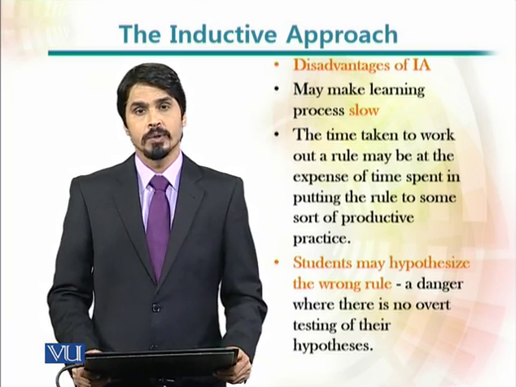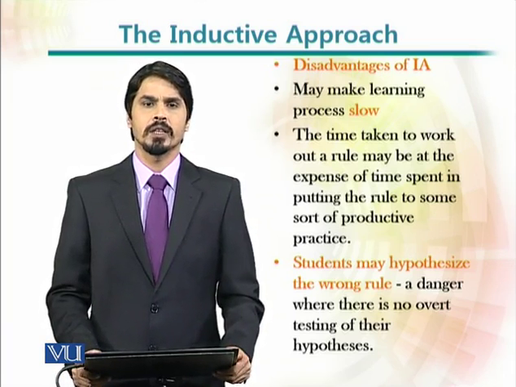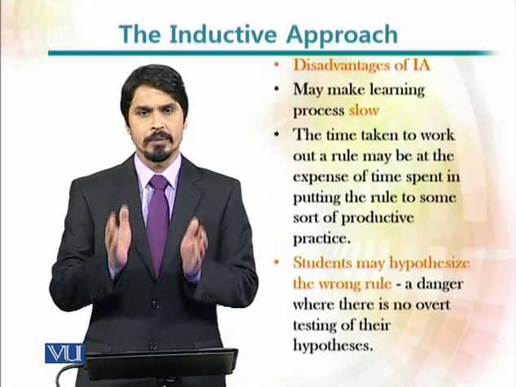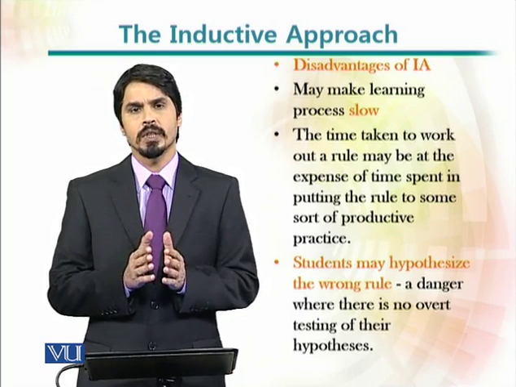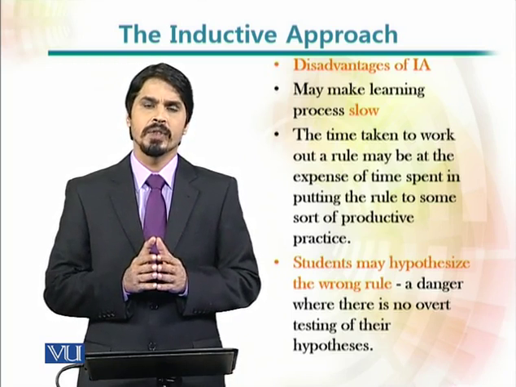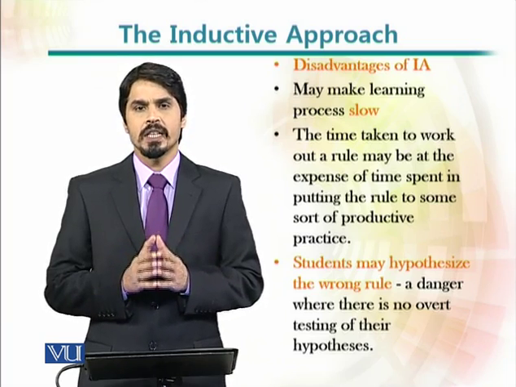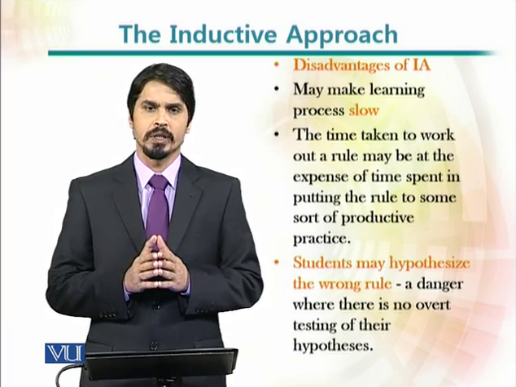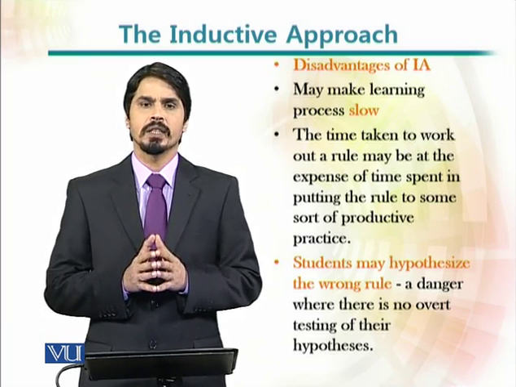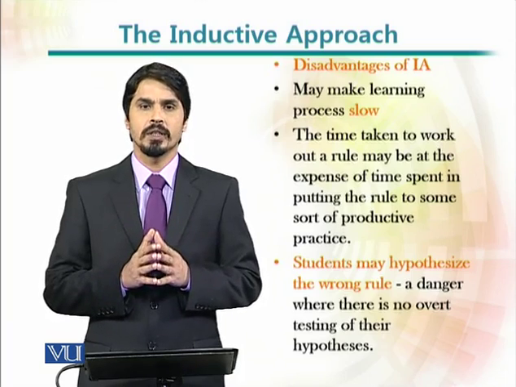In the end, we have a possibility that students might hypothesize a wrong rule. They are given an example or a variety of examples, and based on those examples, the rule they derive may be wrong. So teachers need to be very careful, and they should have a final check on students in order to ensure that the students derive the right rule.